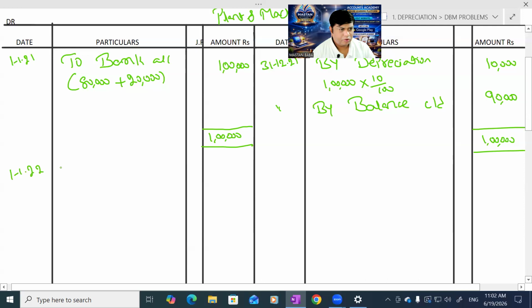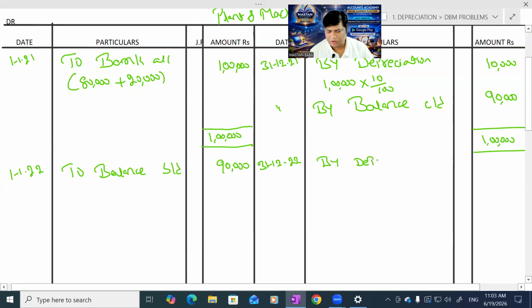Next, 1/1/2022, to balance brought down, 90,000. That's the written down value. What is the written down value? You have to say 90,000. And the year ending, dear students, is 31st December 2022, by depreciation account. You can notice the change here. On 90,000 you have to calculate 10% depreciation.